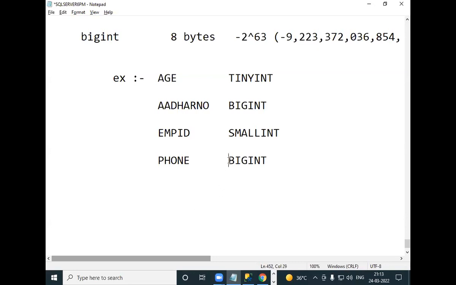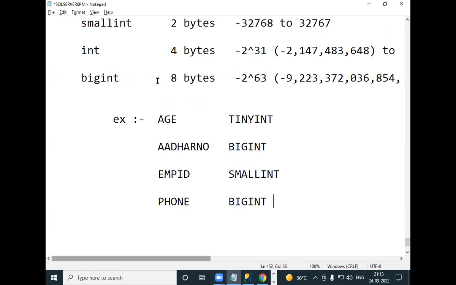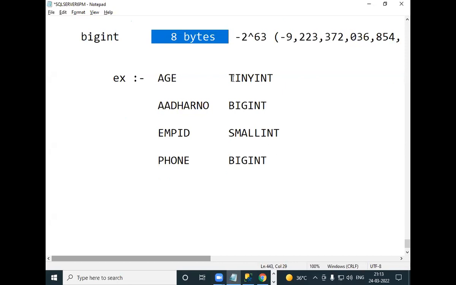Suppose I use varchar. What size do you declare? 10. So how many bytes does it take? 10 bytes. That means every mobile number takes 10 bytes. Suppose I use big integer, how much memory does it take? 8 bytes. Then which is better? Big integer or varchar?